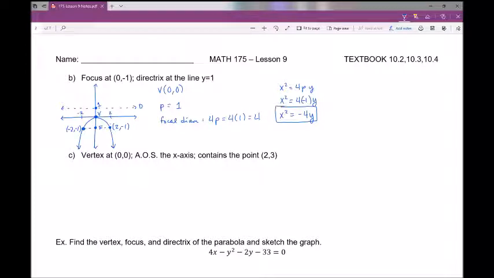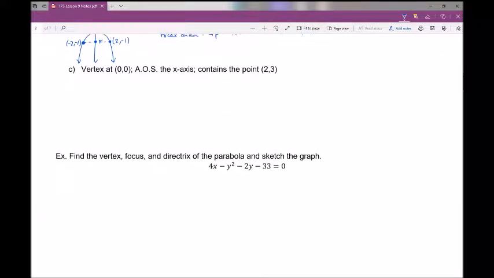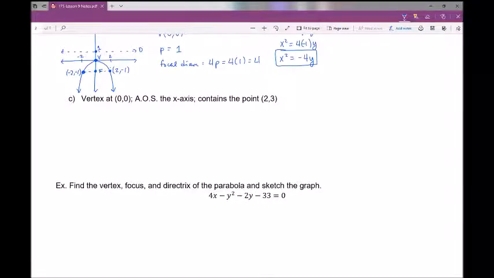Now let's move on to part C. This time we're being given the vertex at 0, 0. The axis of symmetry is the x-axis, and it contains the point 2, 3. So again, let's draw a picture.